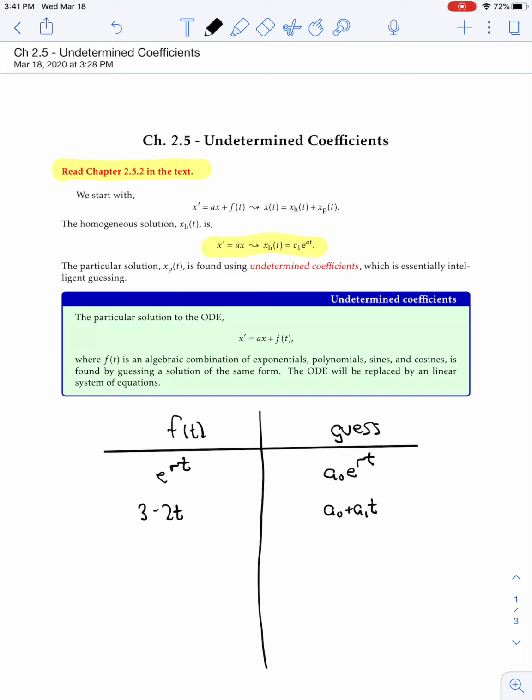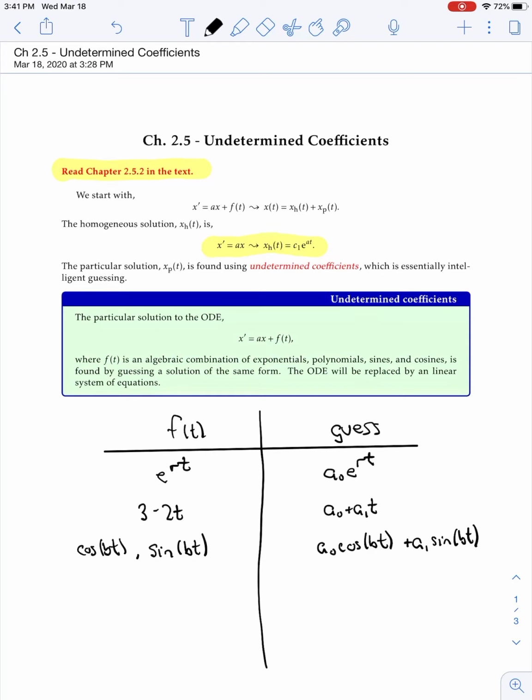Or I might see a sine function, say sine of bt, where b is the frequency. Well, if I see a sine, my response is also going to be sinusoidal, but I'm going to have both sines and cosines in there, but with the same frequency. So if I see a sine or a cosine, could be either one, I'll guess both.